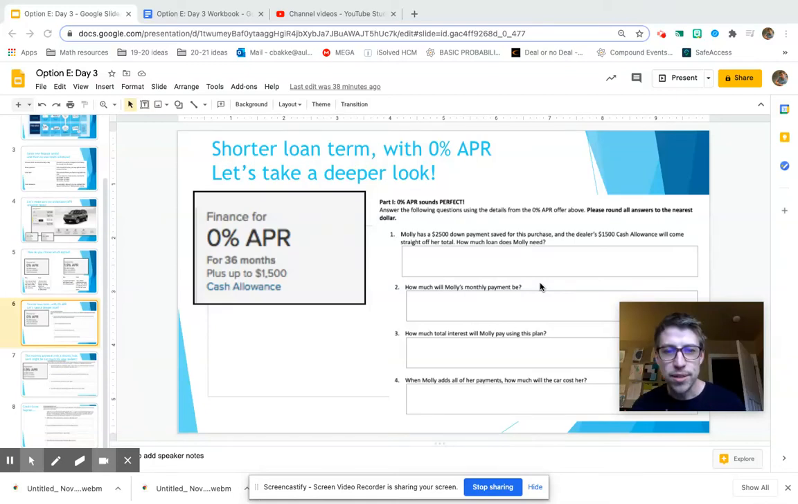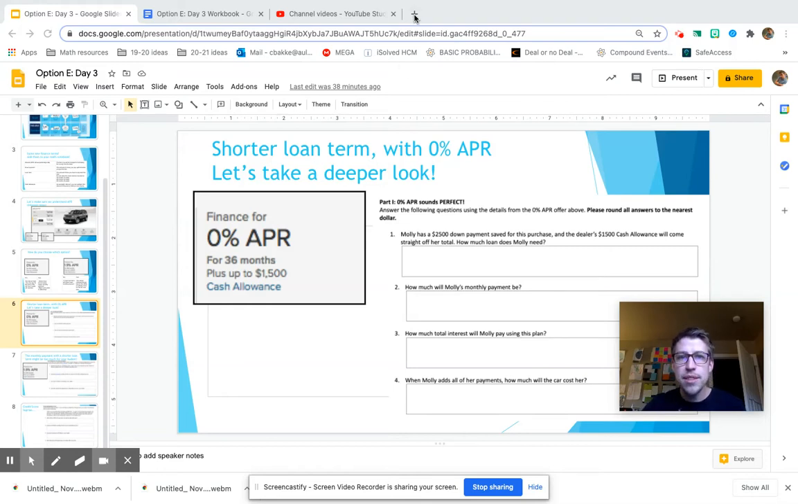So with part one, we are numbers 1 through 4. We're going to dive a little bit deeper into that 0% APR example, which sounds perfect. But like I said, sometimes you might not be able to afford that monthly payment. So let's take a look.